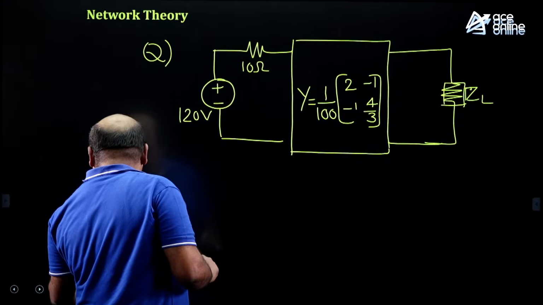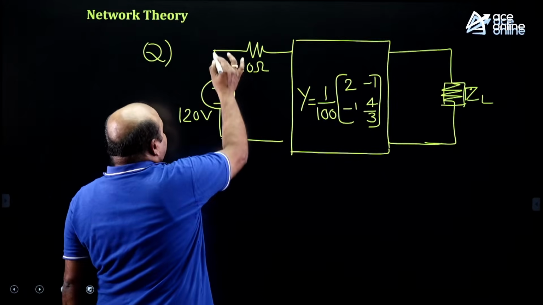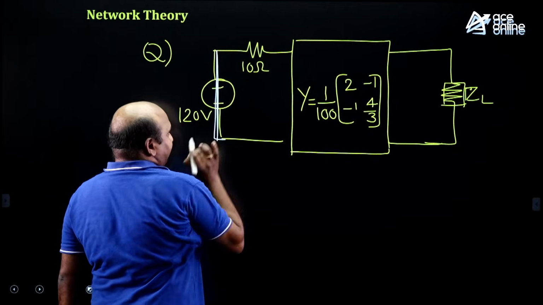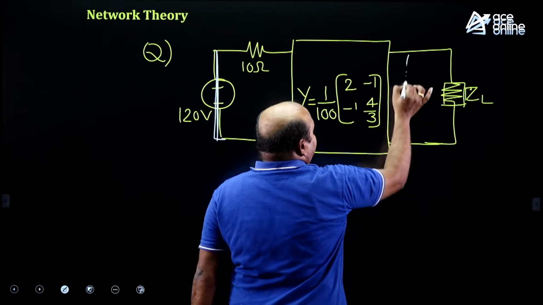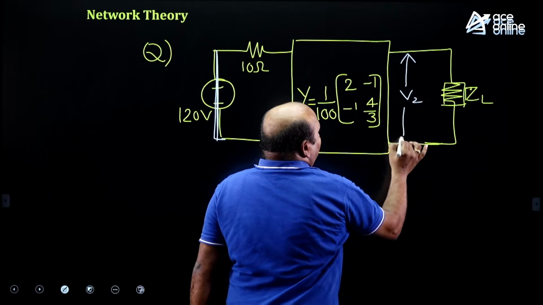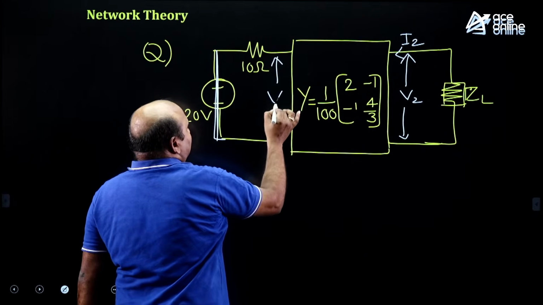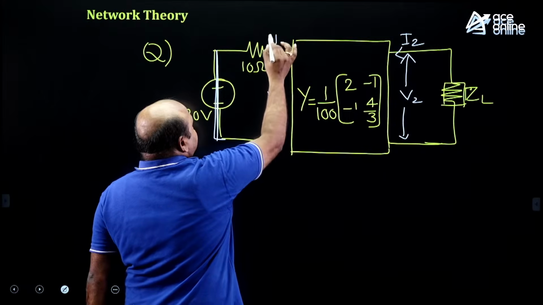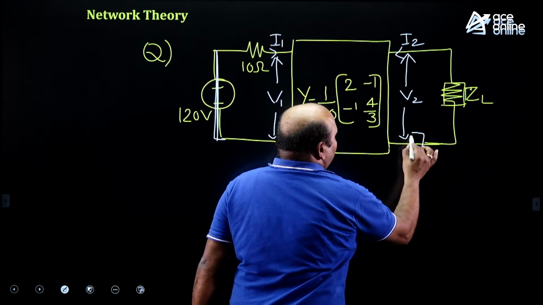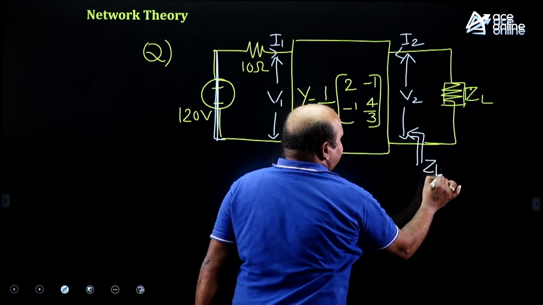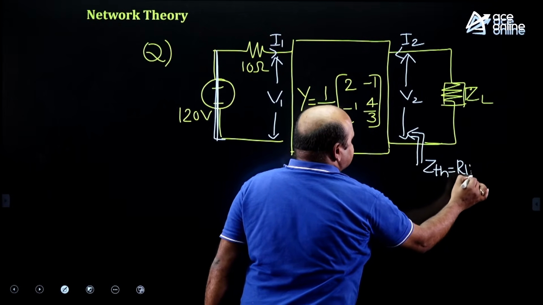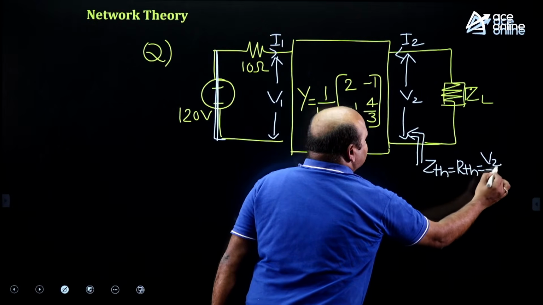That's why, to get only R Thevenin's value, we have to deactivate the independent sources. If you deactivate the independent source, you get the equivalent resistance faced by the output terminals or load terminals. This value you have to estimate. R Thevenin's or Z Thevenin's is equal to V2 by I2.